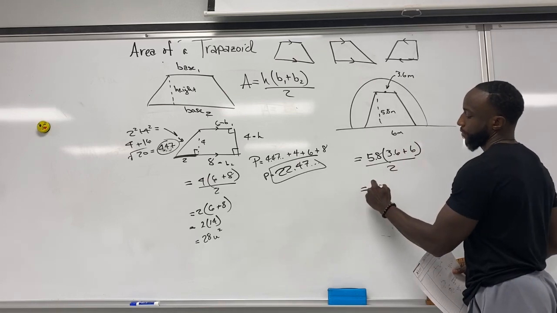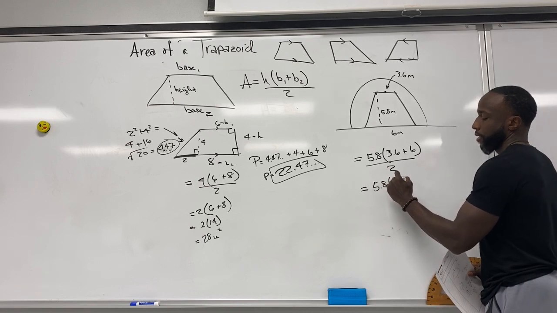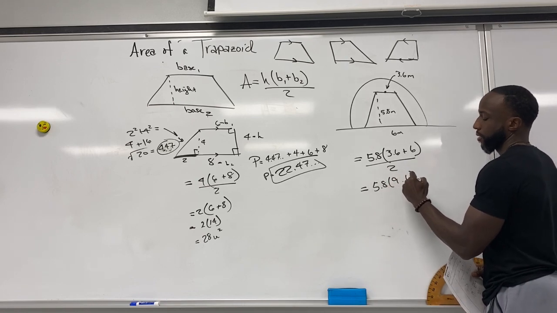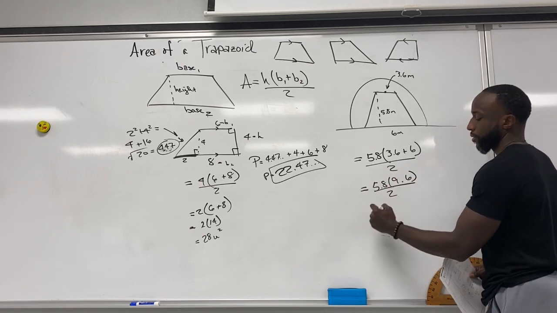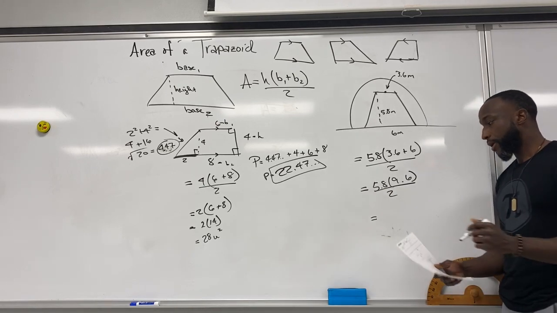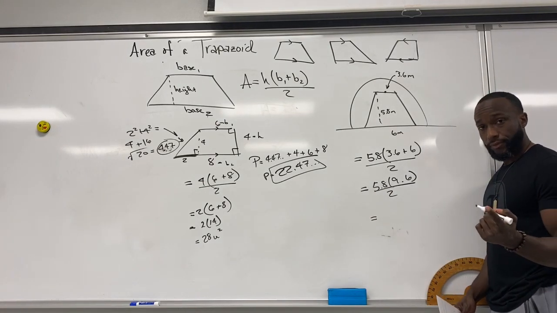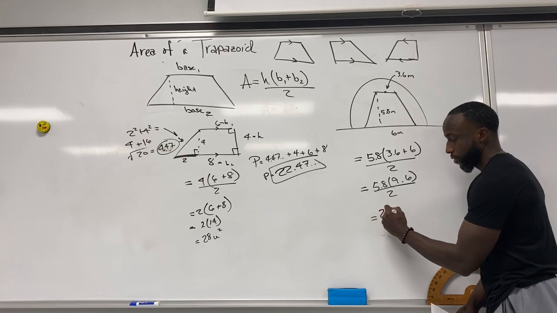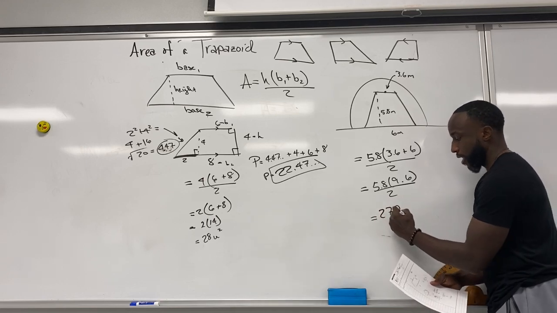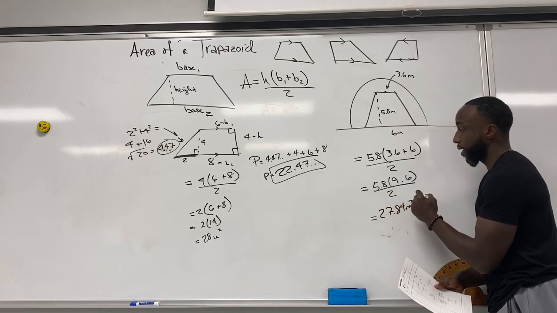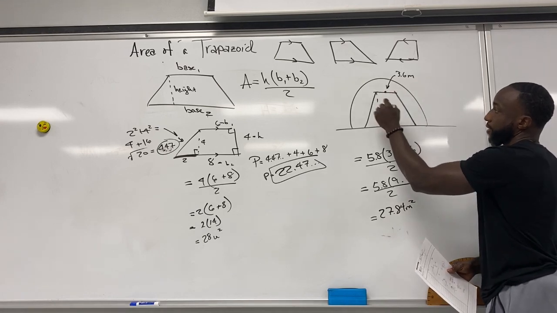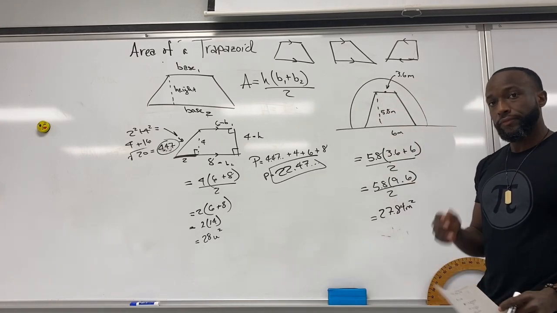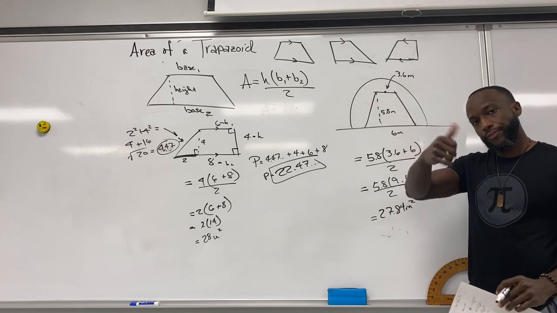Okay? So you're gonna get 5.8 times 9.6 over 2. Alright? You do the math and you're gonna end up with 27.84 meters squared. And that is the measure of this lane here. Okay? We good so far?